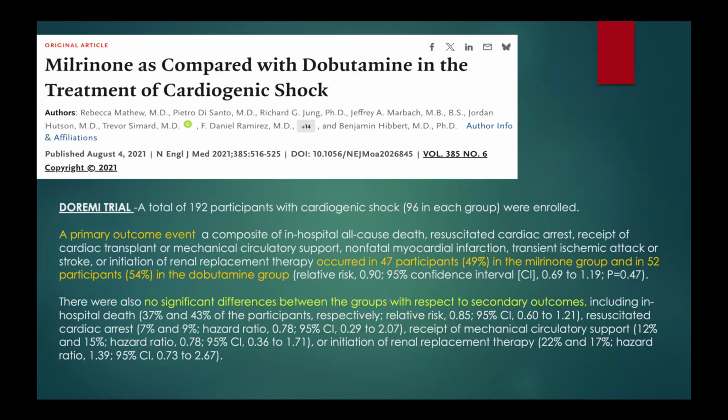So, this is a study which has compared milrinone with dobutamine in the treatment of cardiogenic shock. It has been seen that in both the groups there has been no significant difference with respect to the secondary outcomes. Whereas with respect to the primary outcome, as in all cause hospital death, resuscitated cardiac arrest, receipt of cardiac transplant, and non fatal myocardial infarction, it has been lesser in the milrinone group as compared to the dobutamine group.